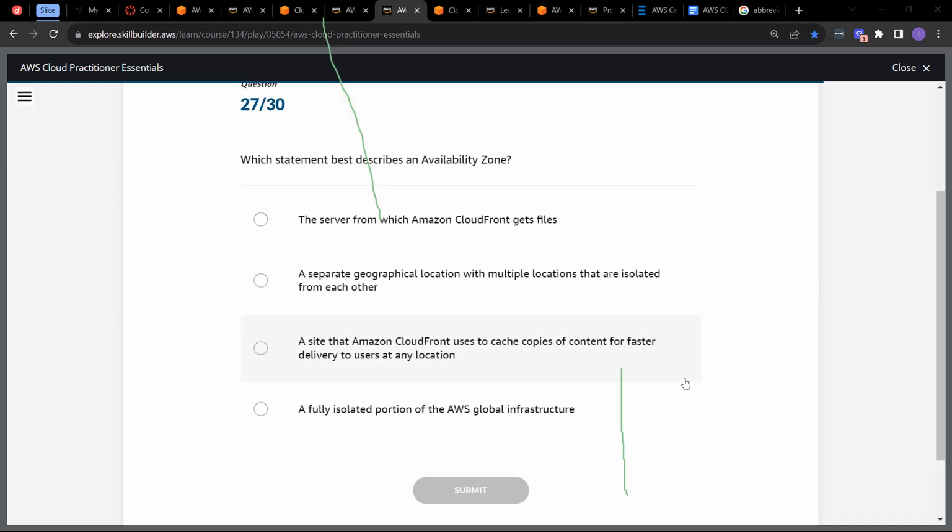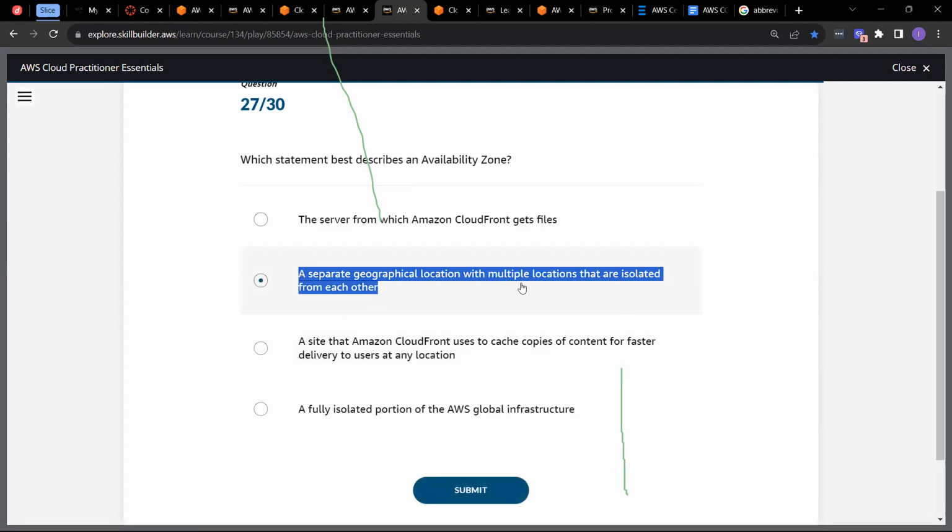A fully isolated portion of the AWS global infrastructure. I think it's true. That's the criteria for my questions. They say it will give you the right answer, two wrong answers, and then a certain word. I forget the word they use. Distractor. The distractor is actually the second one.